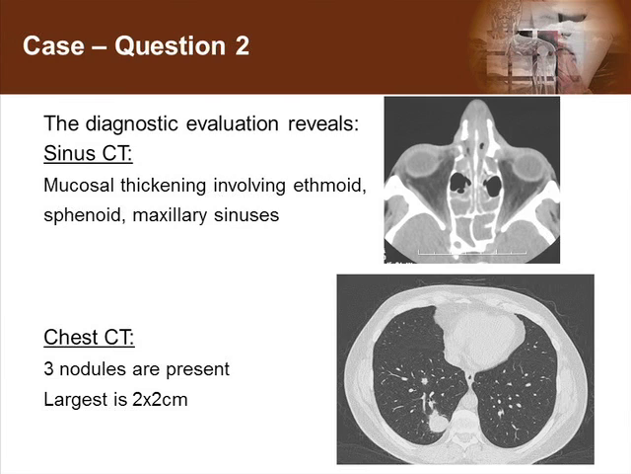In continuing the diagnostic evaluation, computed tomography of the sinus reveals mucosal thickening involving the ethmoid, sphenoid, and maxillary sinus. Chest CT reveals 3 nodules being present. The largest is 2.2 centimeters, seen here.